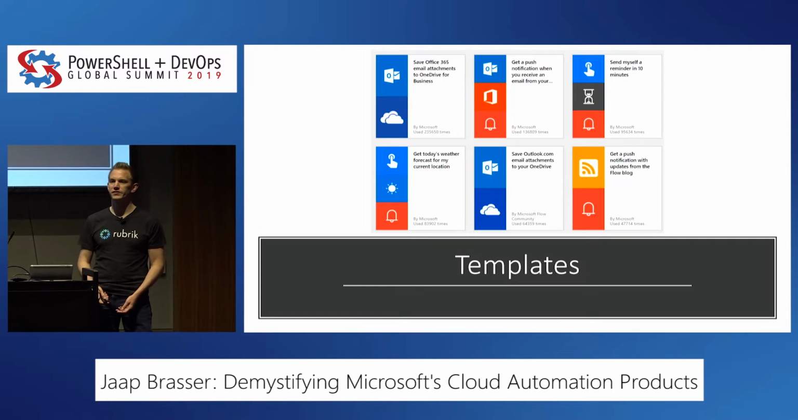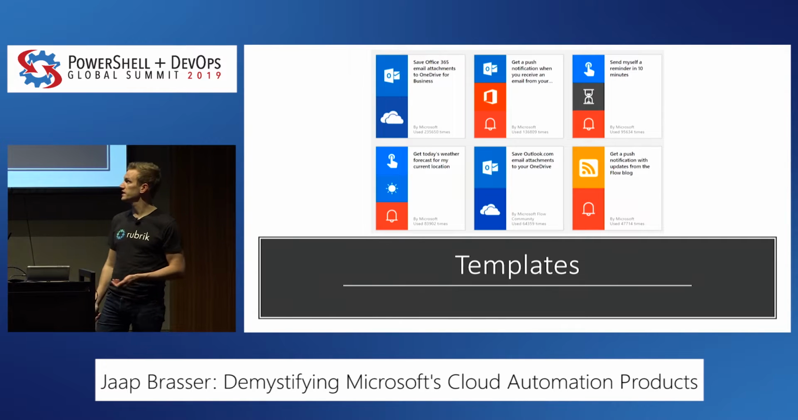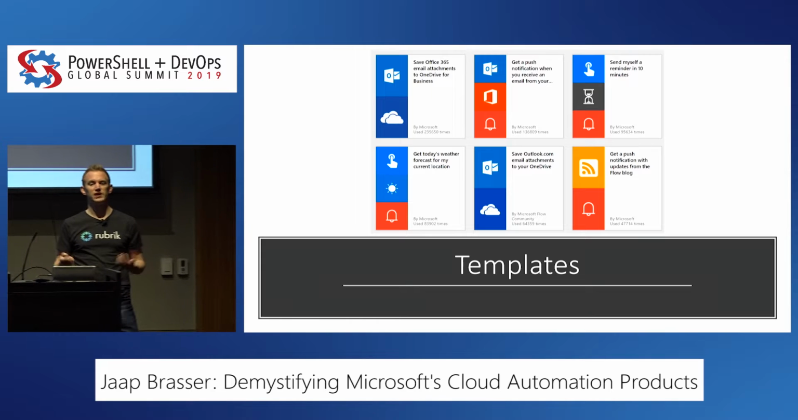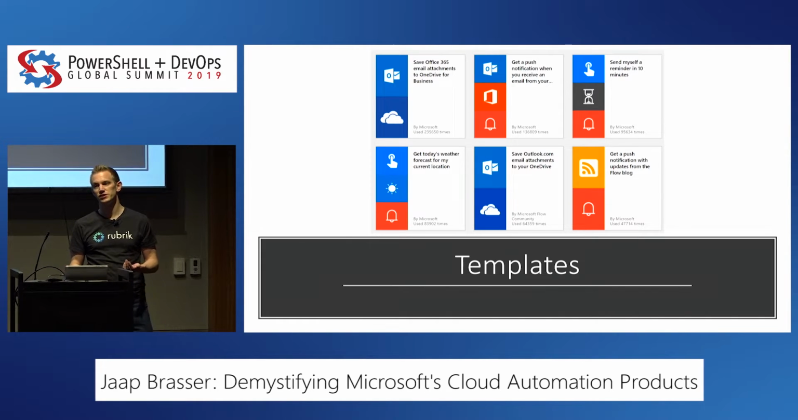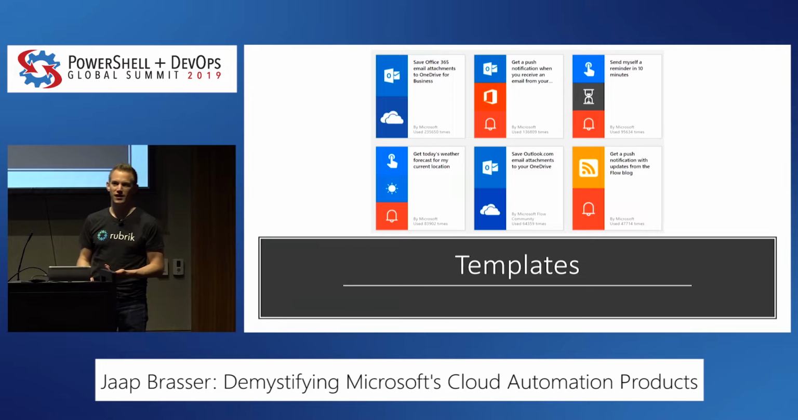Next up, we have the templates in Flow. These are a couple of pre-set up connectors that are connected in a certain way. A nice example that I always like to point out is the Save Office 365 attachments. Because in the past, I've been in the unfortunate position where I had to write this in PowerShell. Has anyone ever done any Outlook automation with PowerShell? You don't look very happy.